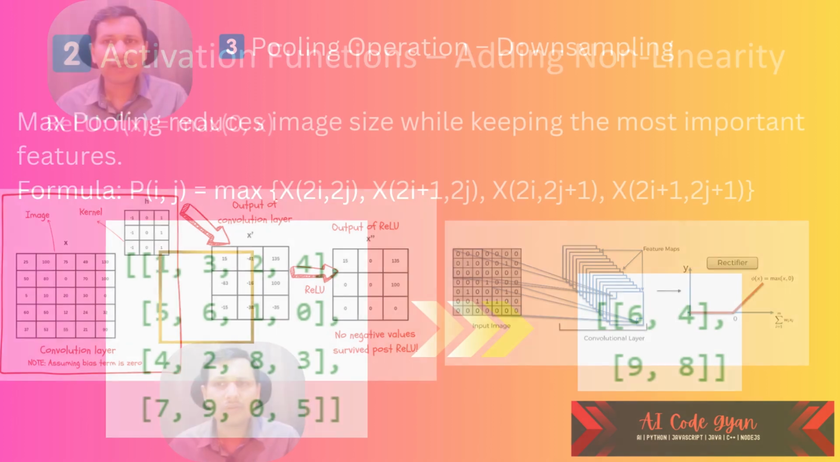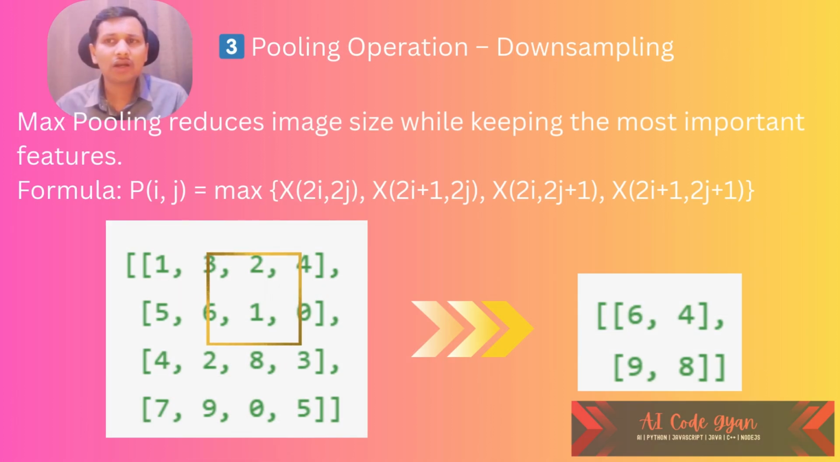Now next will be the pooling operation, which is also called downsampling. How is it done? Suppose we have a 4x4 matrix, it is downsampled to a 2x2 matrix for easier operations. I'll explain the mathematical operation fully in a video which I'll put in the description. For understanding, let us see how we are going to do it.